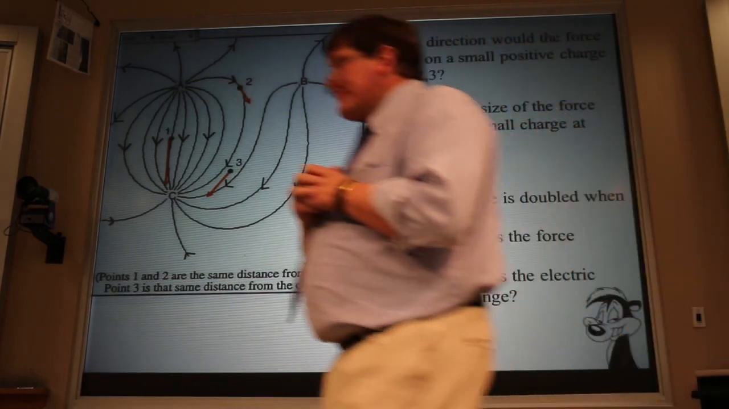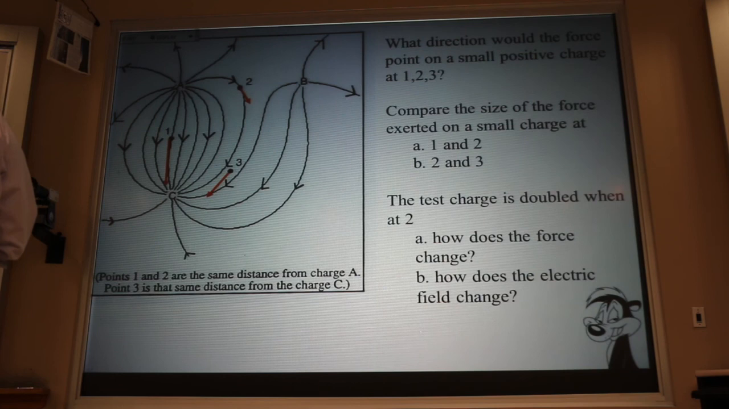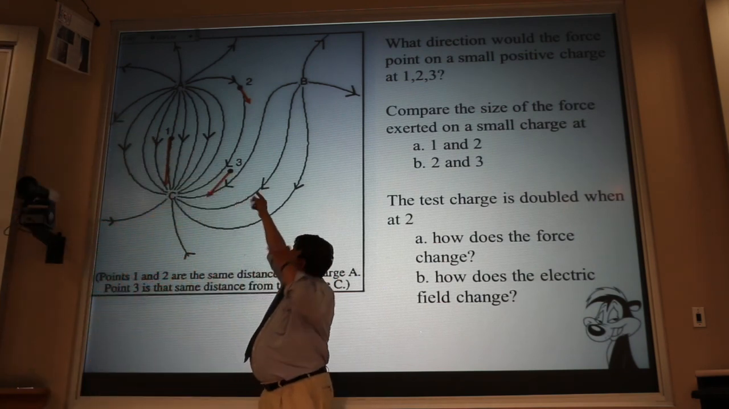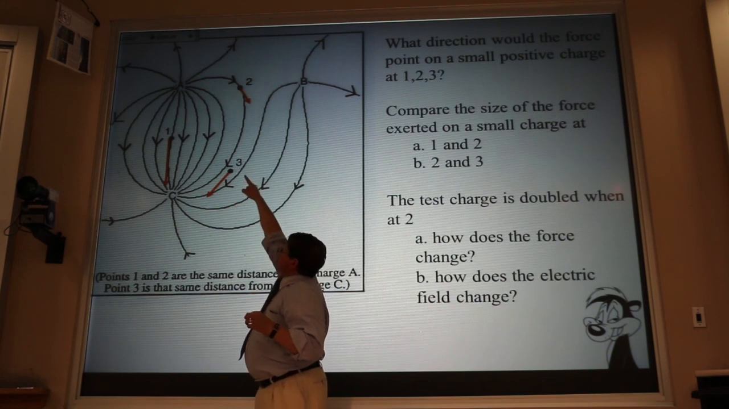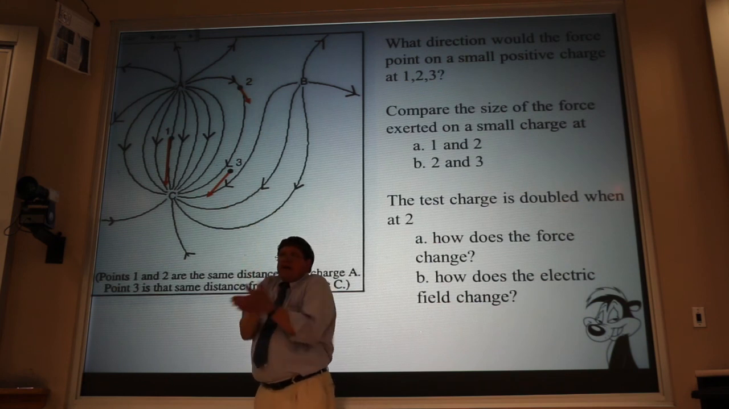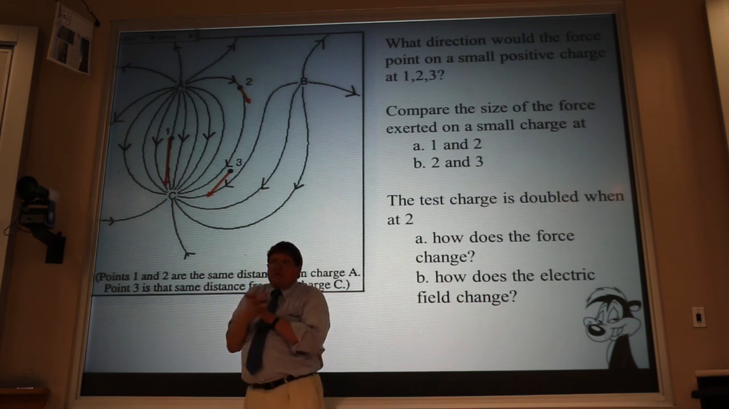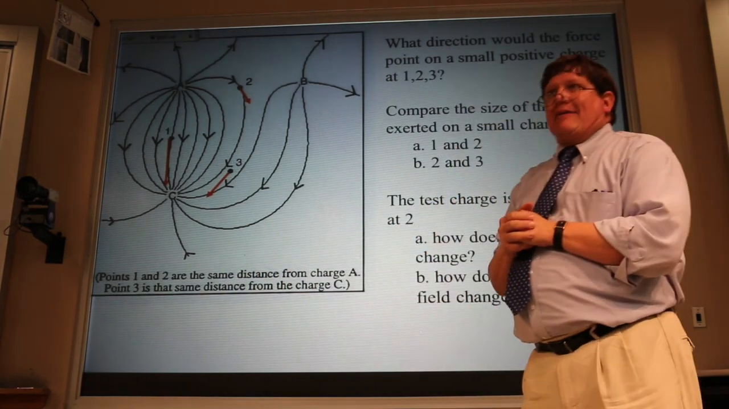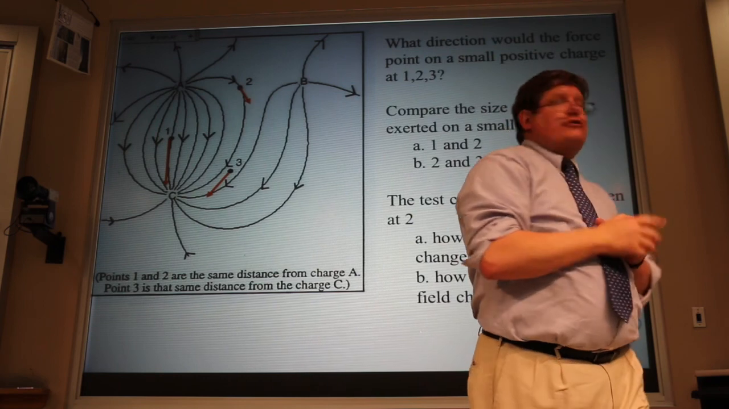At point 3, since it's in between the lines, how do you know the direction? If it's between the lines, you look at a tangent to this line and a tangent to that line, and you take an average between those two directions. Well, they call it interpolation, but it's really just averaging. Okay? Folks, we've got 2 minutes.